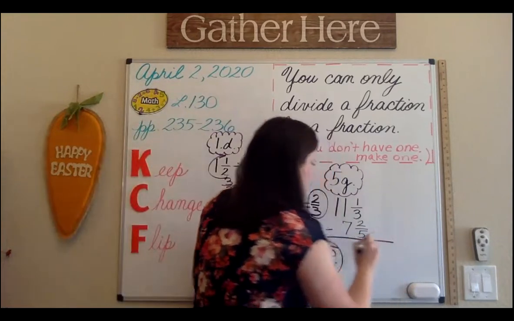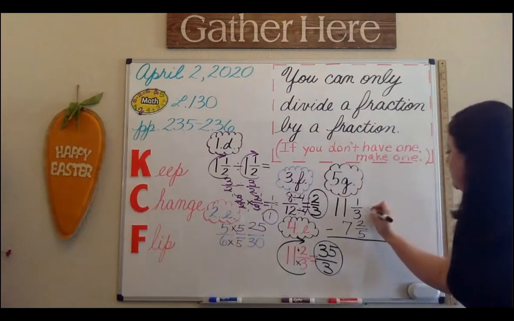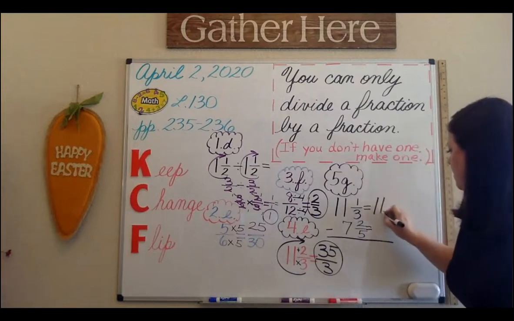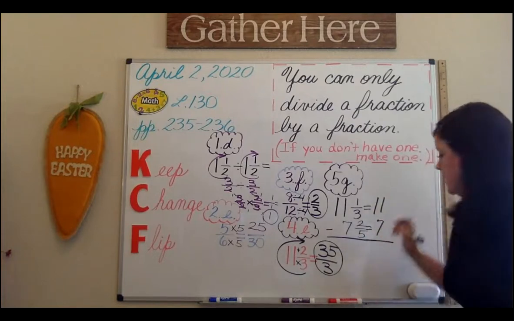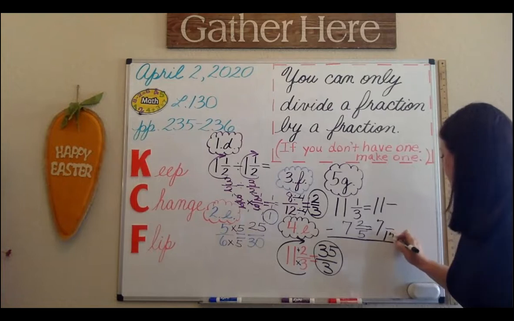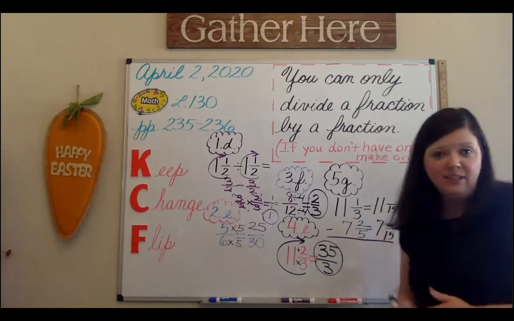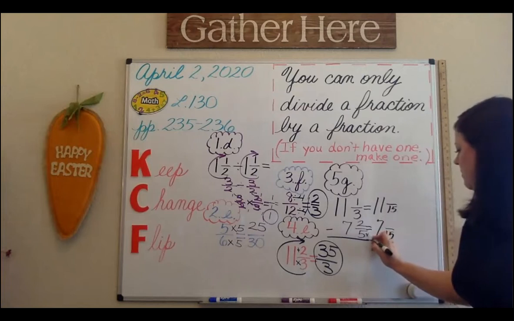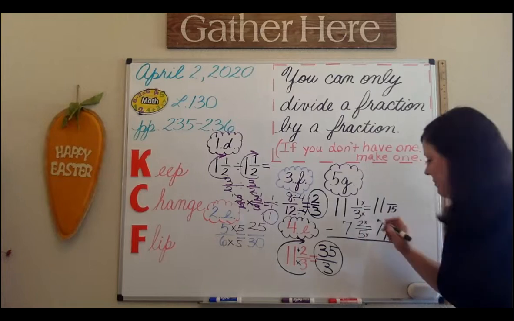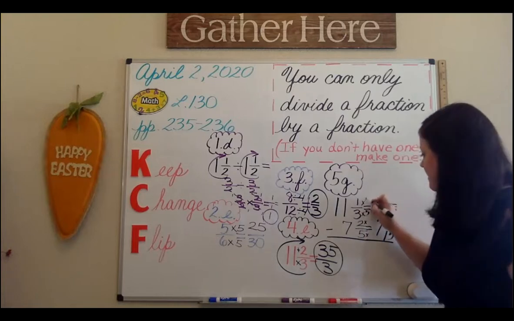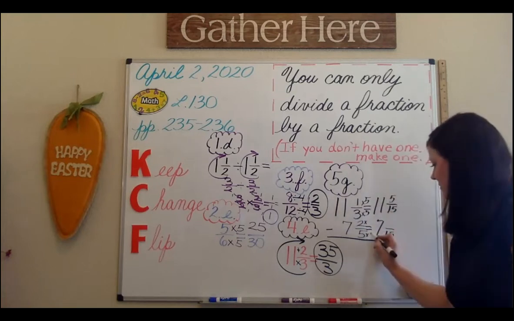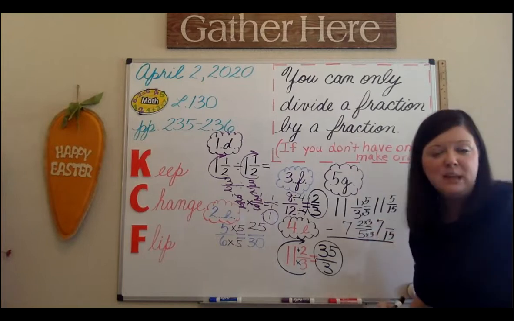Extend your line. Draw 2 equal signs. Bring over your whole numbers. Bring over your fraction bars. 15 is our common denominator. Now let's make equivalent fractions. 3 times what is 15? 5. 1 times 5 is 5. 5 times what is 15? 3. 2 times 3 is 6.